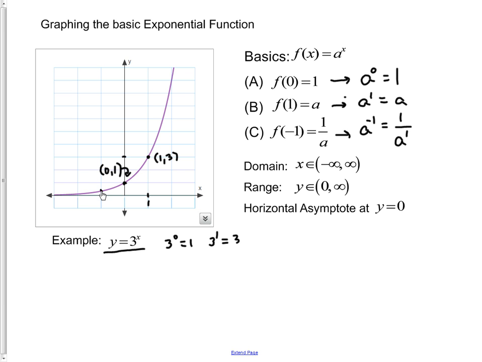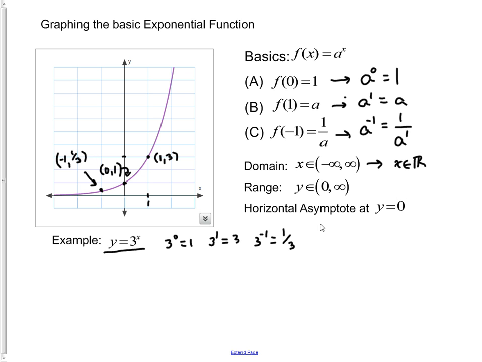Then we come over here to negative 1. And what should happen there? Well, because we're letting the exponent be negative 1, we're going to get 3 to the negative first, which is 1 over 3 as our y value. And of course, that goes along with our rules from above. Letter c says 3 to the negative first would be 1 over 3 to the first. How about the rest of it? Well, we said in our definition that the domain of all exponential functions is x is in the set of all real numbers.